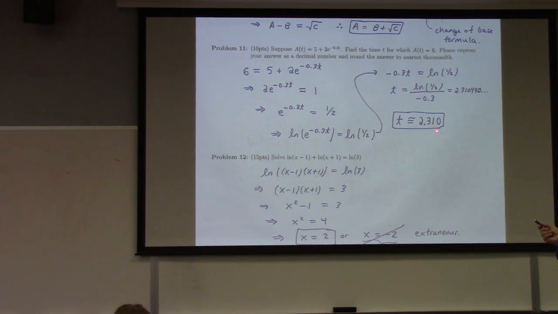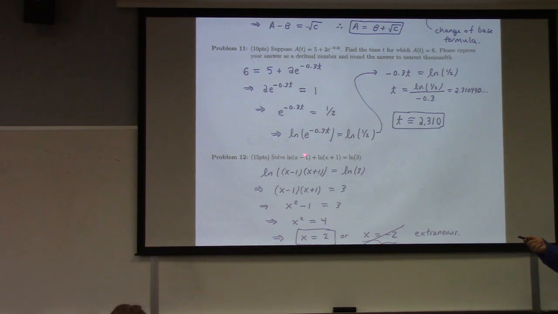So 2.31. Basically, just solve for the exponential and then take the natural log. There's a fair number of people who managed to get to here and then did something, I don't know what you did past this point. You did something wrong with your calculator or something, because you didn't get to here. You got to some other number. But I did give partial credit, of course.